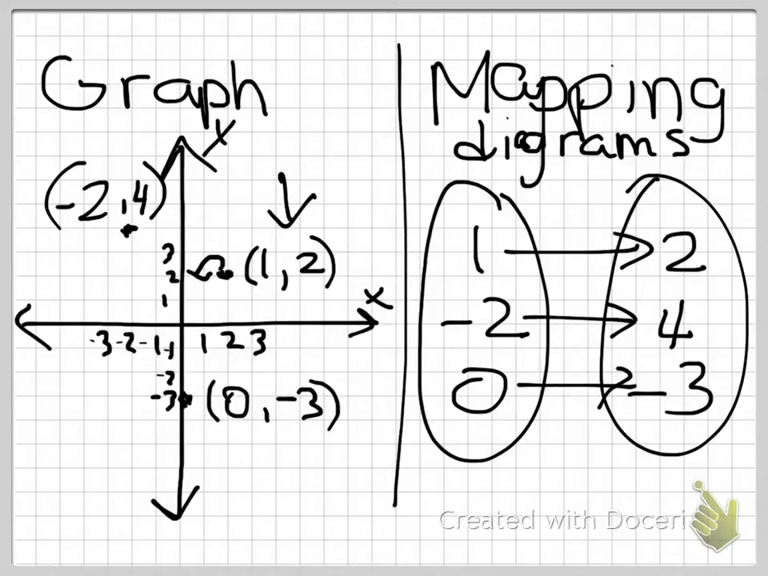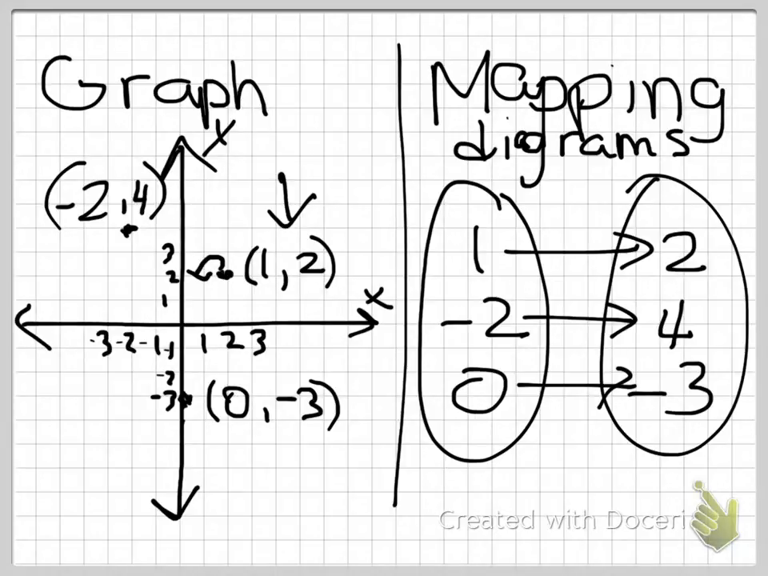Okay? And the last one, (0, -3). You would need to go nowhere on the x-axis, so that's why it's directly on the line for the y-axis at -3, because the y-coordinate is -3.